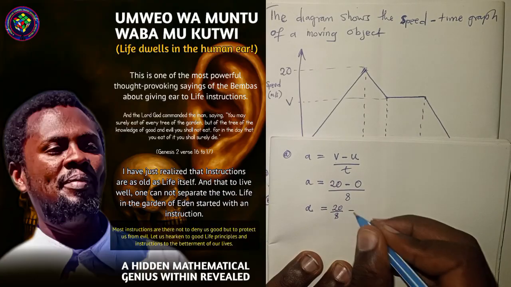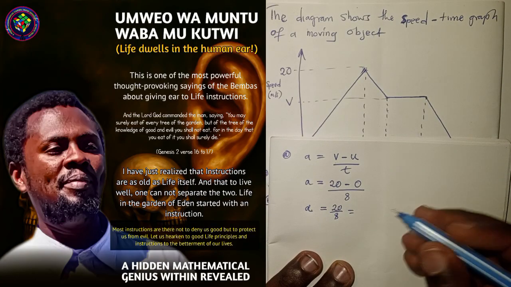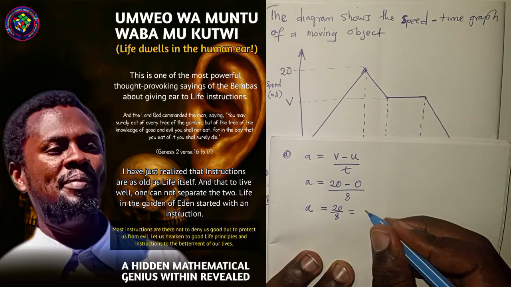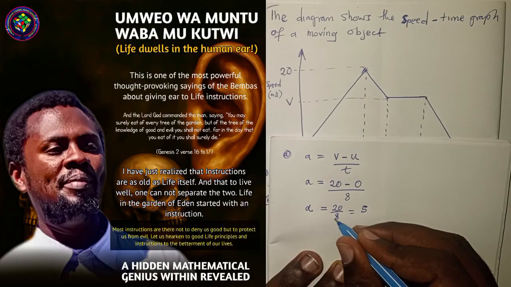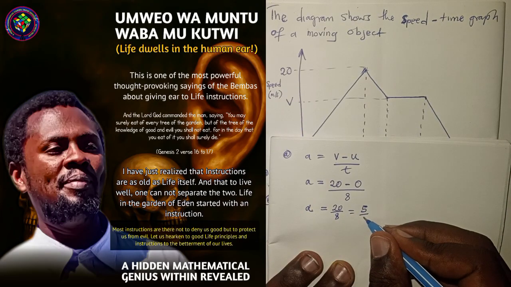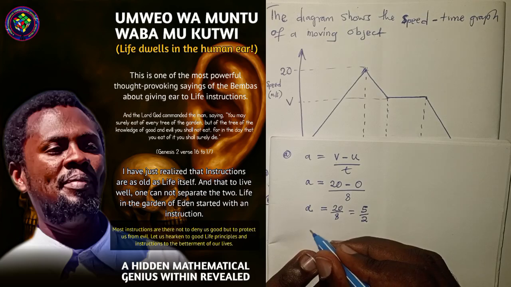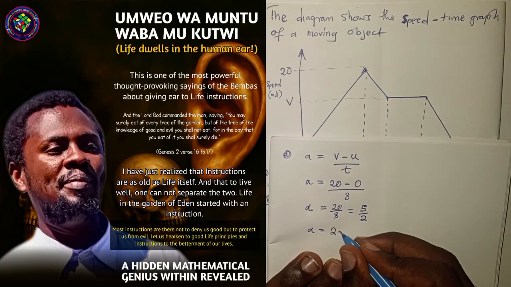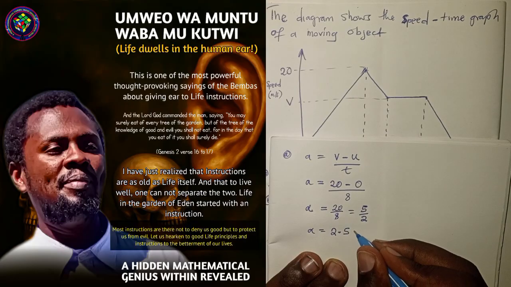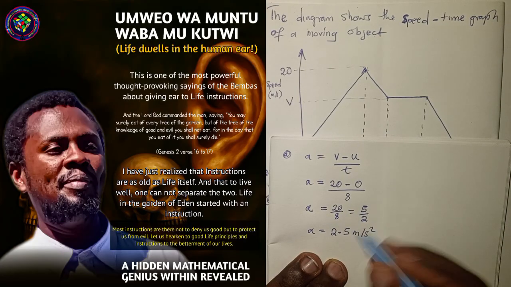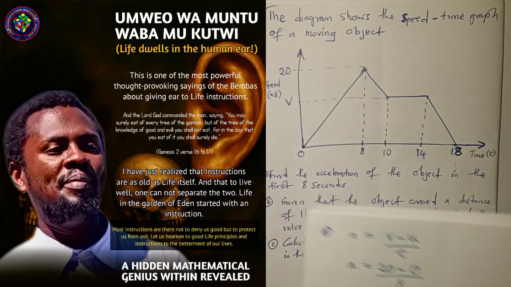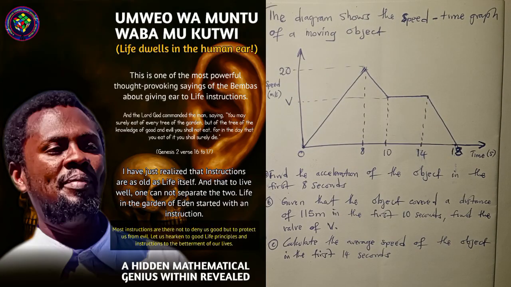Here we can just simplify the fraction. What is the highest common factor for 20 and 8? Yes, 4. 4 in 20 you get 5, and 4 in 8 you get 2. So 5 over 2, that is 2.5. So we have 2.5 meters per second squared. Okay, that is acceleration in the first 8 seconds.